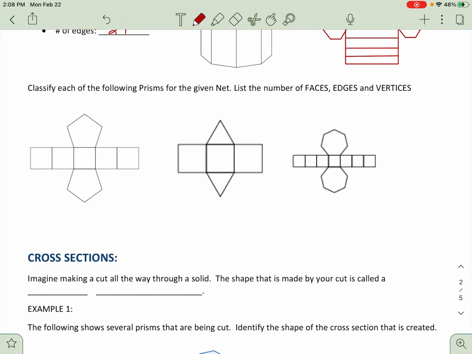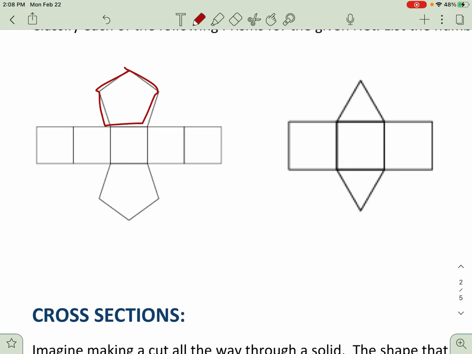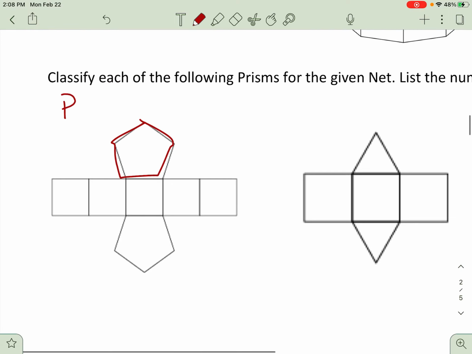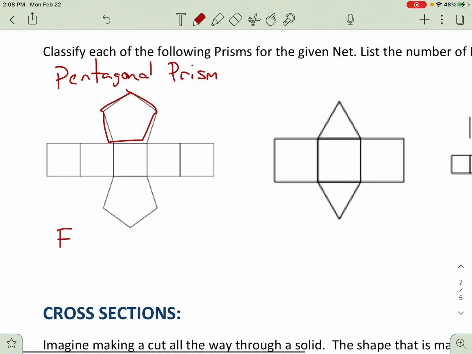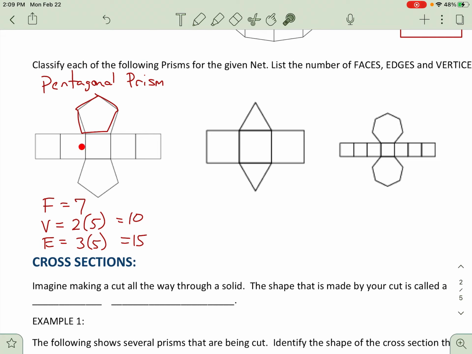So a couple examples here. Classify each of the following prisms for the given net. List the number of faces, edges, and vertices. So the base shape here is a 5-sided pentagon, so this is a pentagonal prism. Which has 5 sides, so the number of faces is 5 plus 2, which is 7. Number of vertices, 2 times 5, which is 10. And the number of edges would be 3 times 5, which is 15. And again, you don't need to know those formulas. You could just count them or fold it together, but it's just a quicker way to solve it.